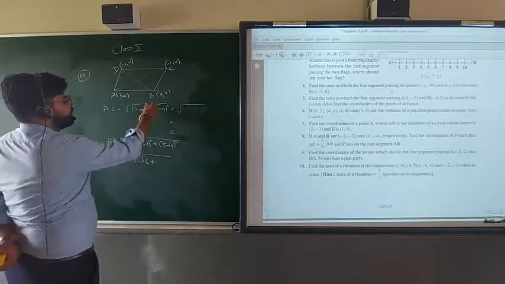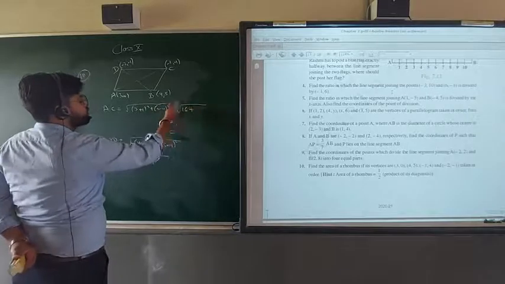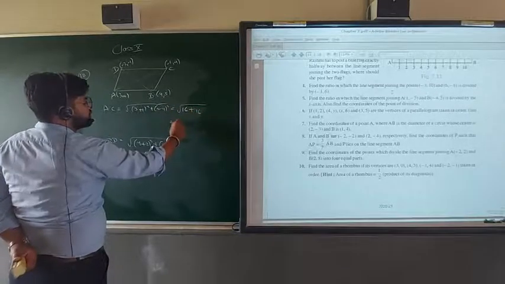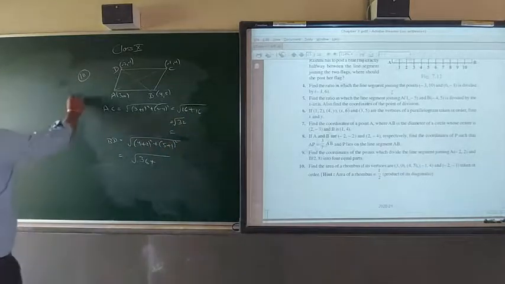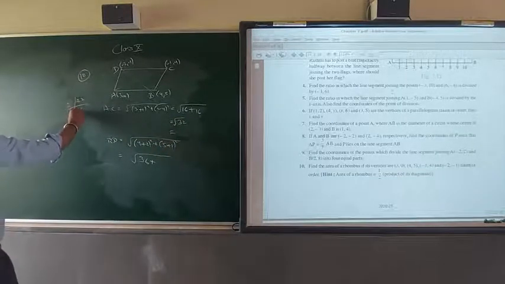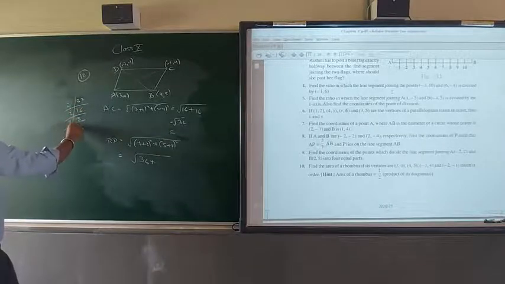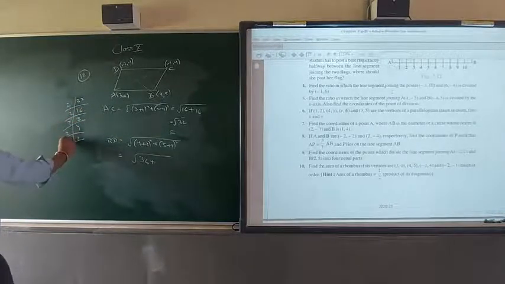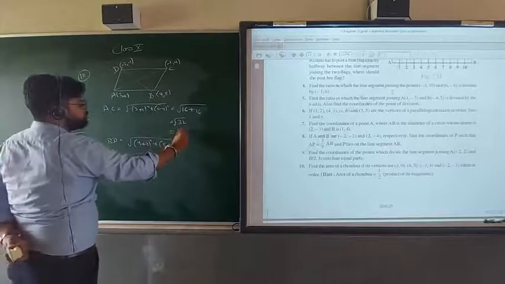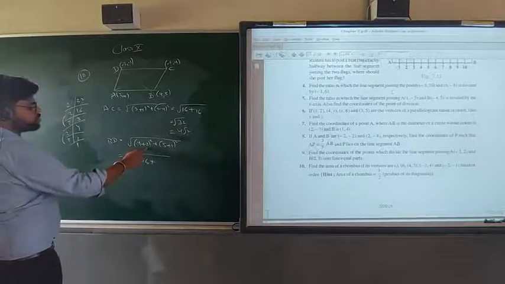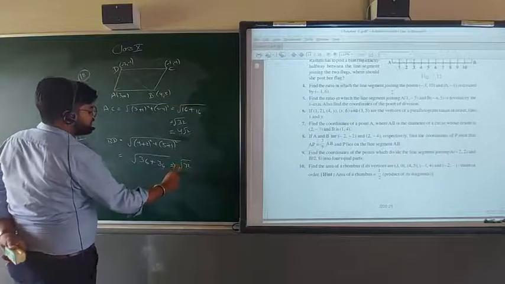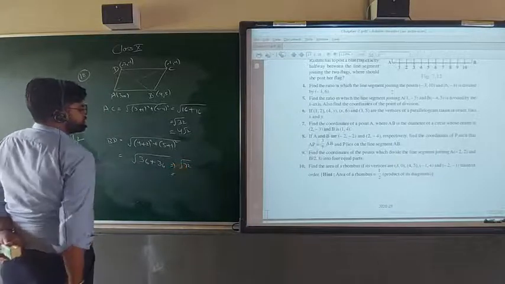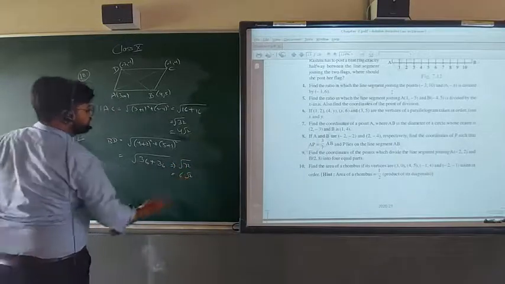Here 4 squared is 16 and here also 4 squared is 16. 16 plus 16 is 32, so it is under root 32. Root 32 is root of 16 times 2, so 4 root 2. Now for BD, 4 plus 2 is 6, squared is 36, and here also 6 squared is 36. So root 72 will be 6 root 2.